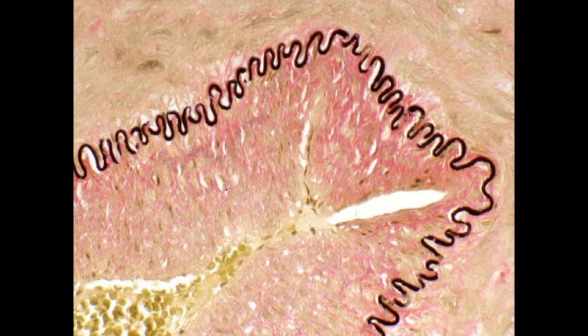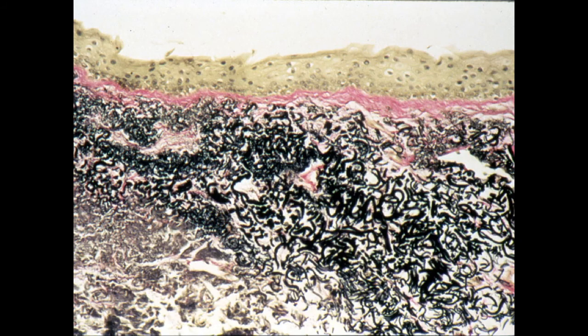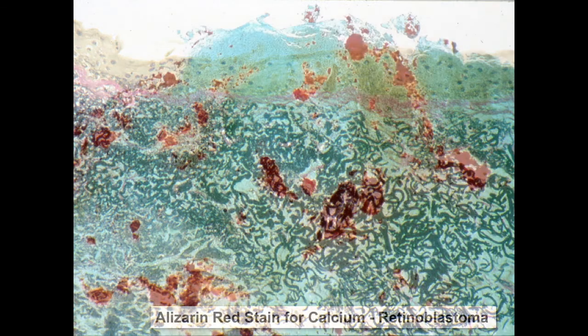In this photo, the Verhoeff-van Gieson elastic stain discloses the internal elastic lamina in a temporal artery biopsy. The Verhoeff-van Gieson stain is also used to stain the elastotic degeneration that occurs in pinguecula and pterygia. This shows a characteristic vermiform degeneration of collagen seen in such cases.